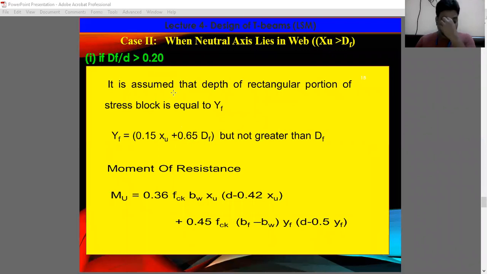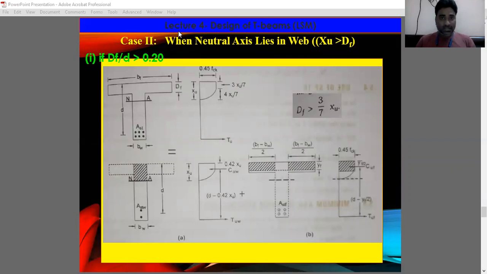when the depth of neutral axis is within the web, but df by d is greater than 0.2. That means the stress within the thickness of flange is a combination of rectangle as well as parabola. So just observe here from this diagram. Up to here it is not uniform or constant. It is a combination of parabola as well as rectangle. So in this case, it is very difficult to determine the compressive forces.